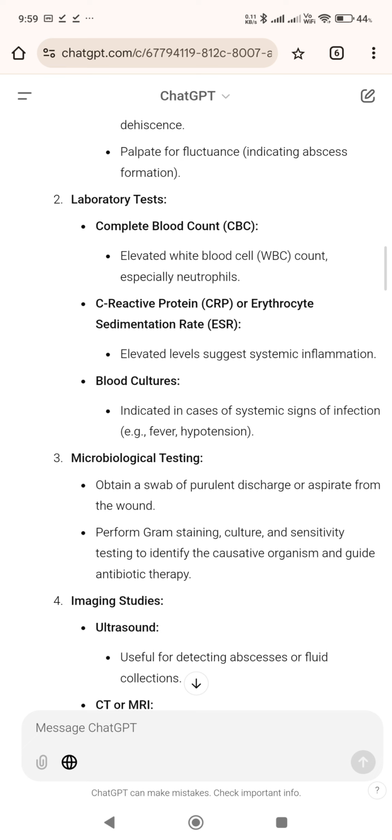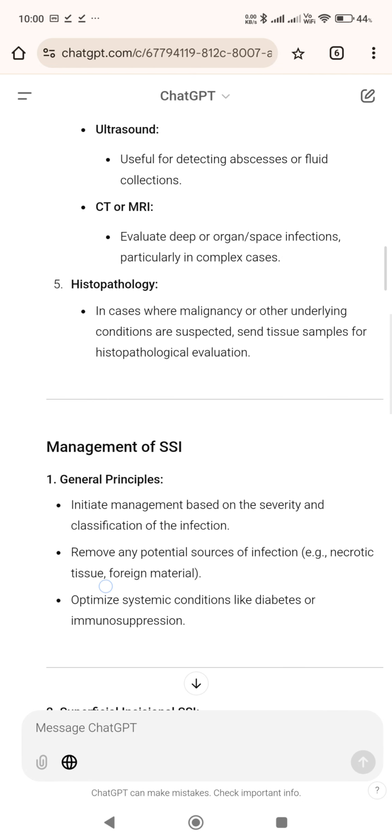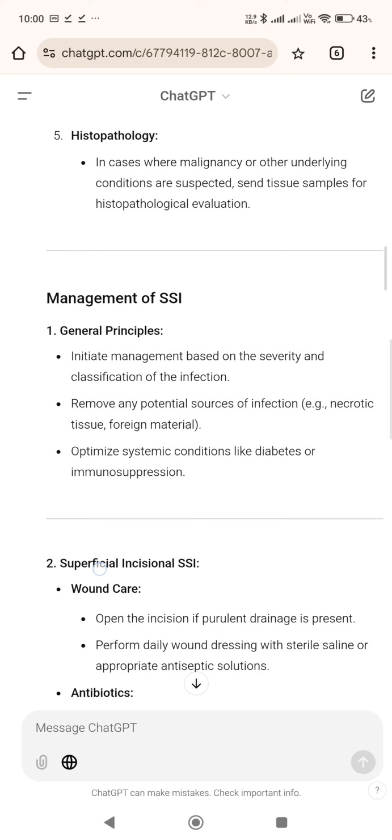3. Microbiological testing. Obtain a swab of purulent discharge or aspirate from the wound. Perform gram staining, culture, and sensitivity testing to identify the causative organism and guide antibiotic therapy. 4. Imaging studies. Ultrasound, useful for detecting abscesses or fluid collections. CT or MRI. Evaluate deep or organ space infections, particularly in complex cases. 5. Histopathology. In cases where malignancy or other underlying conditions are suspected, send tissue samples for histopathological evaluation.